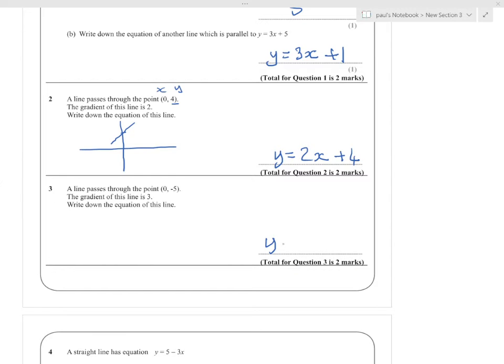So we've got y equals the gradient. The gradient is 3, so that will be 3x. Now, we know that there's the x, which is 0 in the middle, and the y is minus 5. So it must be crossing down there at minus 5. So that's the intercept, so minus 5.